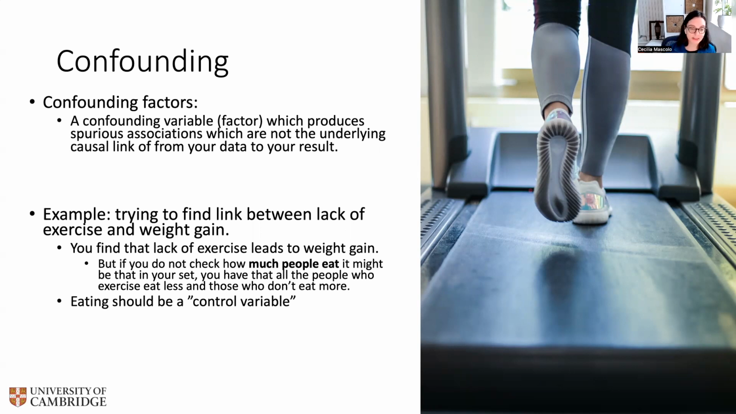And it might be that in your set, the people who exercise a lot eat less than the people who don't exercise a lot. So all of a sudden, although you have a correlation, you might not have a causation there. It might be that the reason why they are gaining weight might be due to diet rather than exercise. And you haven't proven really anything. So eating should be a control variable in this case if you're trying to find that link. Which means that in practice, what we do is that you would try to split the data so that you use people with the same diet in both sets.